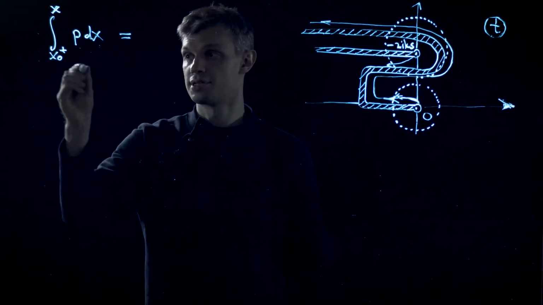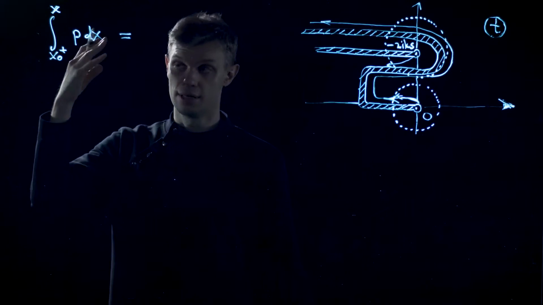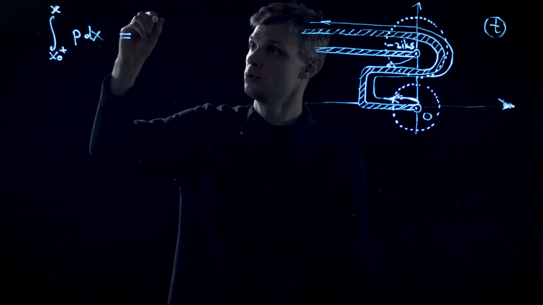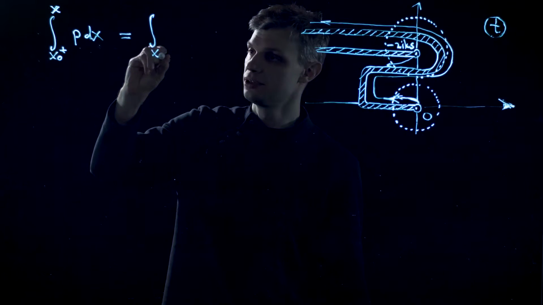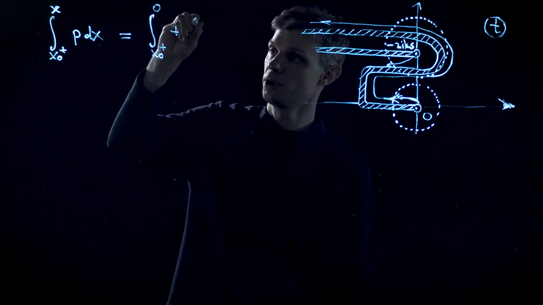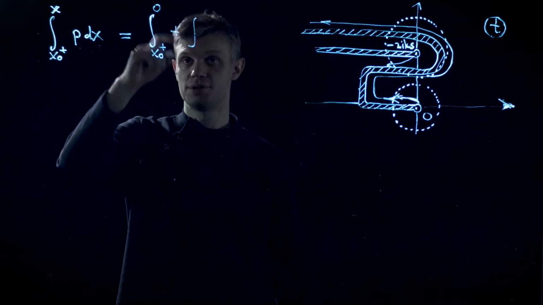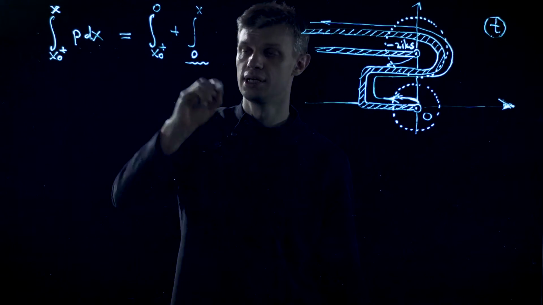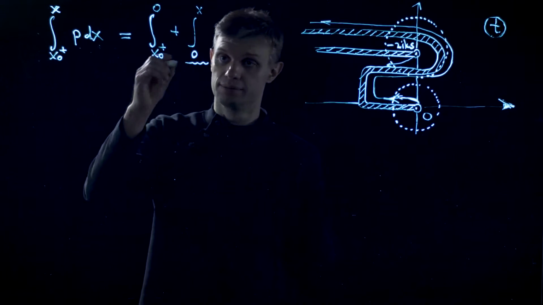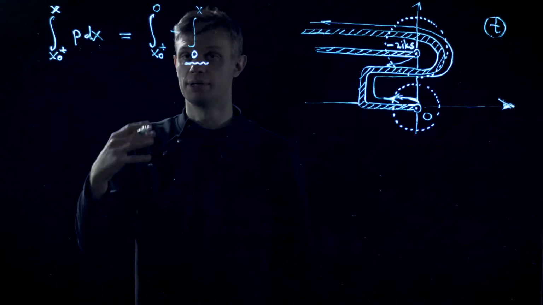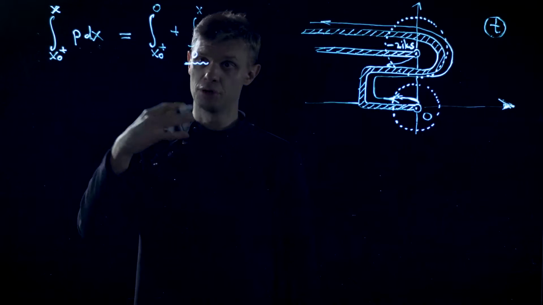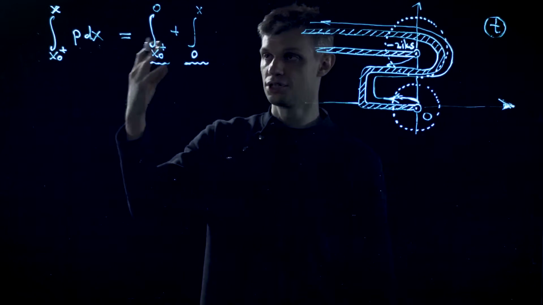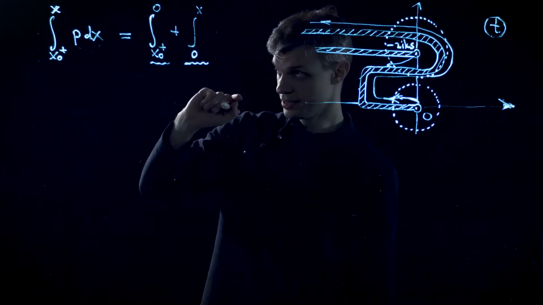Indeed, there is an imaginary part because x naught plus is positioned at the turning point, and it's positioned in the complex plane. So what we do is split the integral in a standard way: from x naught plus to 0, and from 0 to x. And the second integral is real, and it just adds some arbitrary phase to our scattered, or transmitted, or reflected wave. This integral, however, contains an imaginary part which contributes to the reflection coefficient itself. So let us compute it.